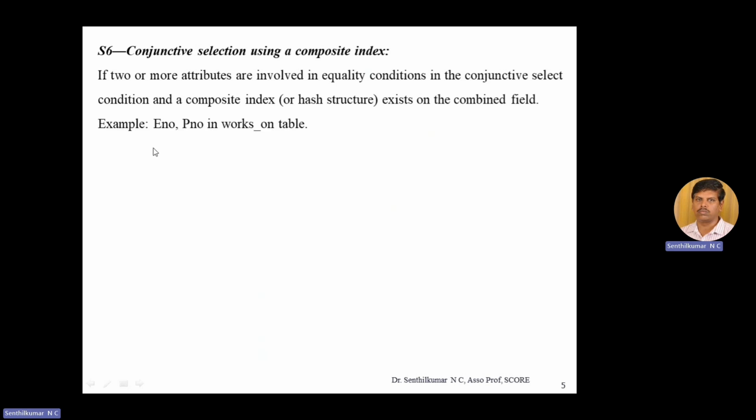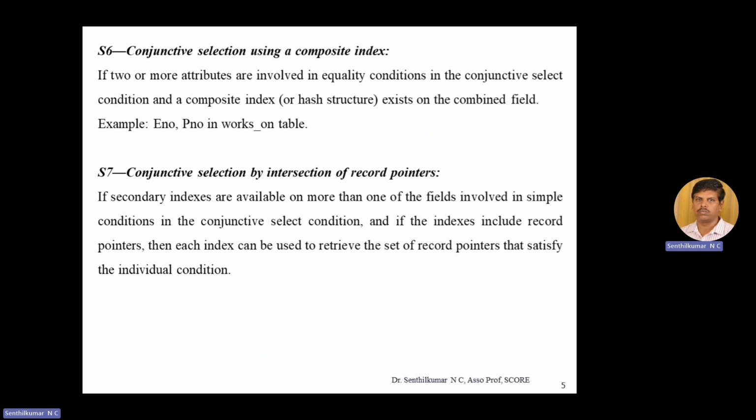So in the example, employee number and P number in the works on table, one operation is given using the employee number and P number values. So one composite index will be created with both attributes, employee number and P number, as key values. So based on those values, everything will be retrieved. And next one is selection by the intersection of record pointers for the complex selection.